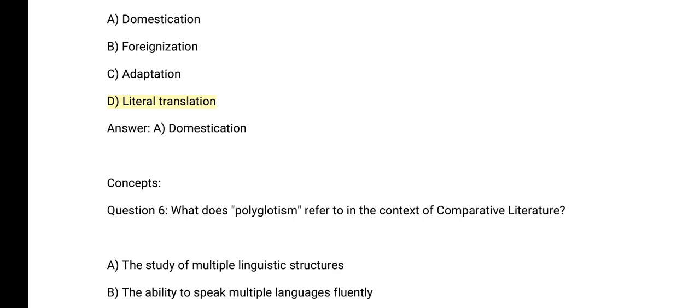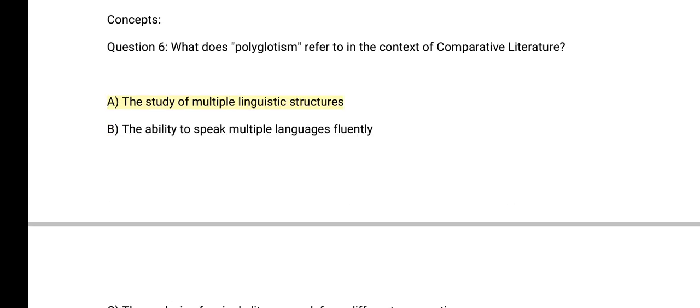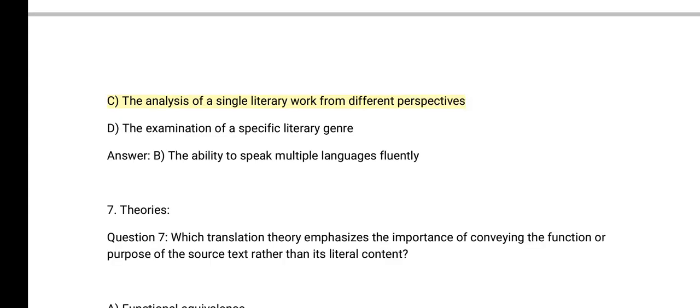Concepts. Question 6. What does polyglottism refer to in the context of comparative literature? A. The study of multiple linguistic structures. B. The ability to speak multiple languages fluently. C. The analysis of a single literary work from different perspectives. D. The examination of a specific literary genre. Answer. B. The ability to speak multiple languages fluently.